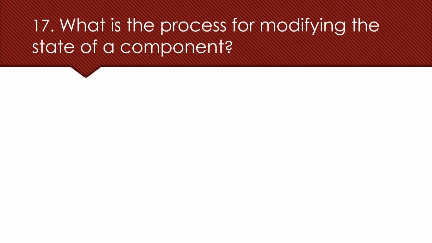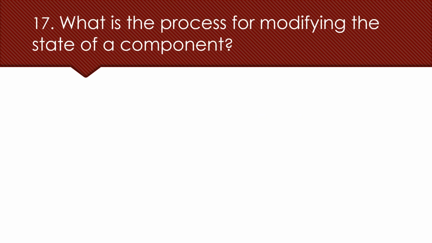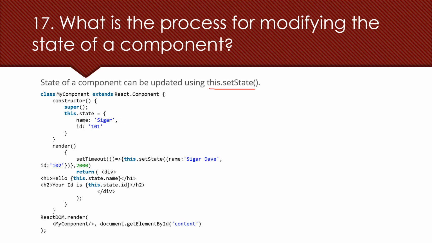Question number 17. What is the process for modifying the state of a component? Okay. So a state of a component can be updated using this statement. This is the syntax, this dot set state, and in that you provide your state variable's name. For example, this is an example code where I have my component as a class component, and this is my state defined inside the constructor, where it has a name as Seeger and ID as 101.